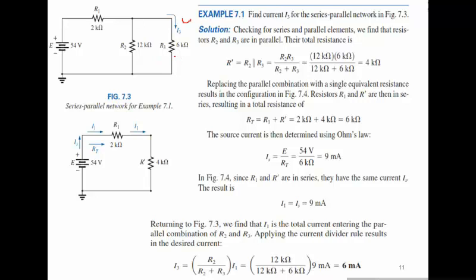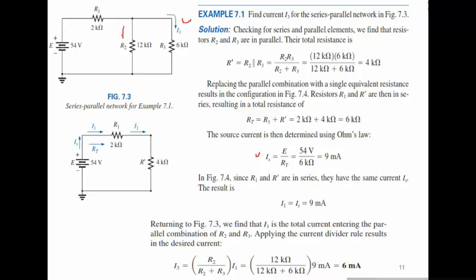For that, to reduce the circuit into a simpler form towards the source, first of all, these two resistors would be in parallel. They can be combined to form this single resistor R dash. So the parallel combination of R2 and R3 is 4 kilo ohm. This becomes in series with this R1. So R total would become R1 plus R dash, which is 2K plus 4K, 6 kilo ohm. Then IS would be E by RT, which is 54 divided by 6K, 9 milliampere. So this current would be 9 milliampere.